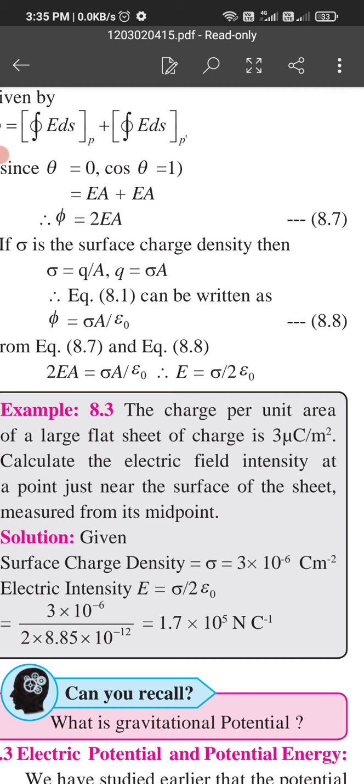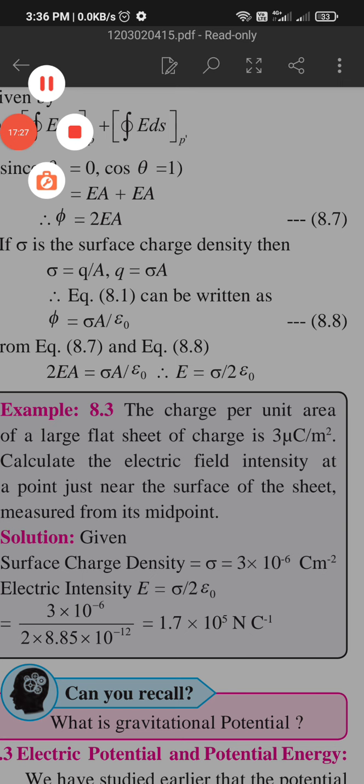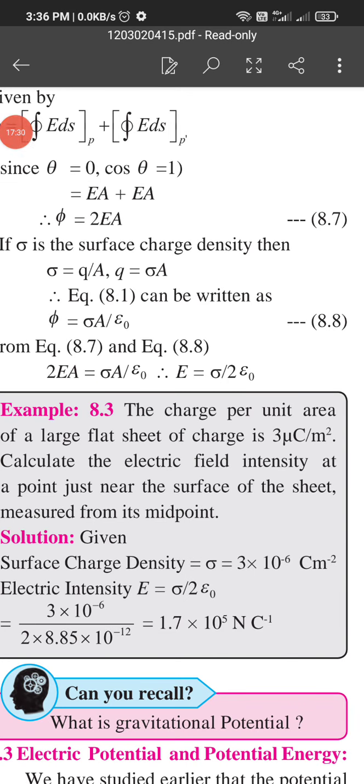Electric intensity is equal to sigma upon 2 epsilon naught. Sigma is given 3 into 10 raised to minus 6, and 2 into epsilon naught, that is 8.85 into 10 raised to minus 12. So 1.5 upon 8.85 into 10 raised to 6. Then after solving we get the answer 1.7 into 10 raised to 5 Newton per coulomb.